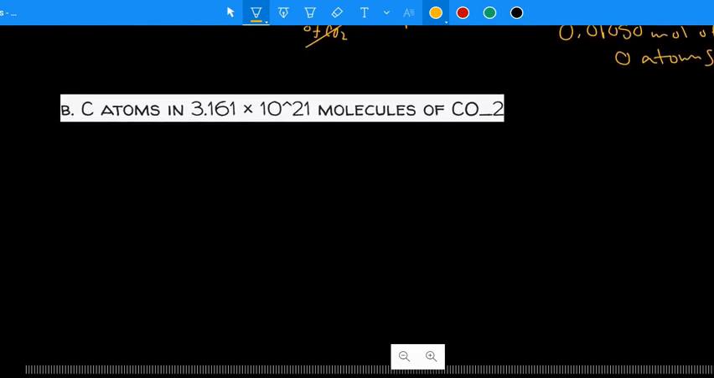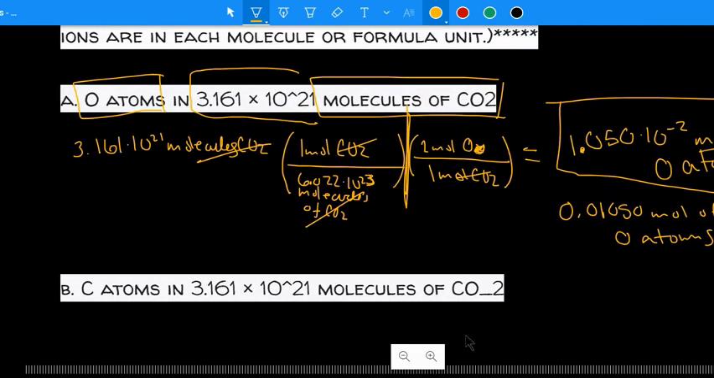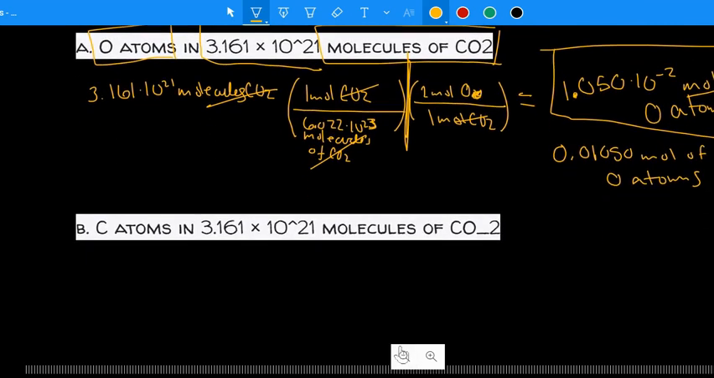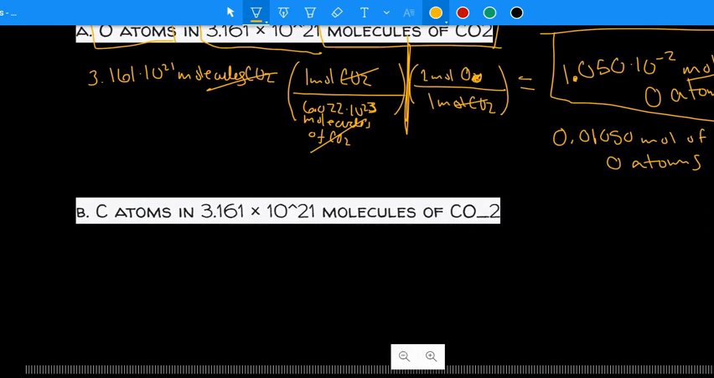All right, now the next one. We do the same process, but I'm going to zoom out so you can see it too. But now we're going to talk about carbon atoms. So the only thing that's going to change is actually this step right here, because instead of 2 moles of oxygen, we only have 1 mole of carbon. So you're going to start with 3.161 times 10 to the 21st molecules of CO2.